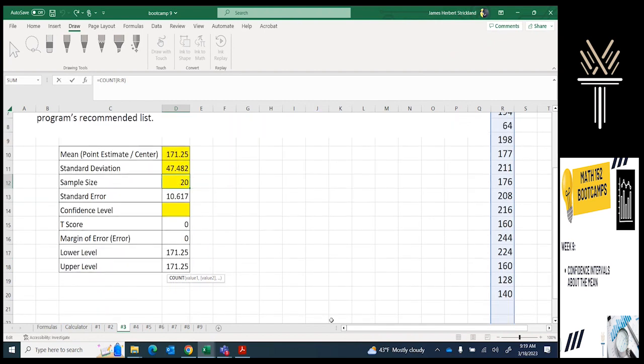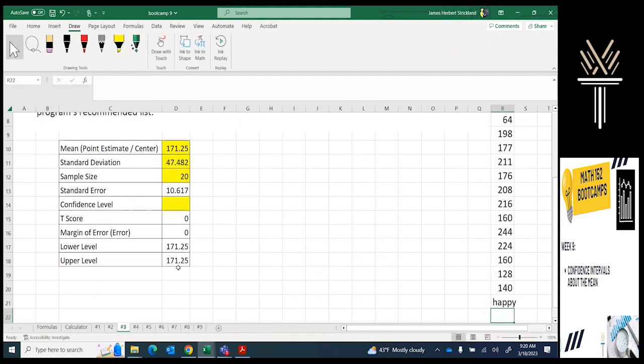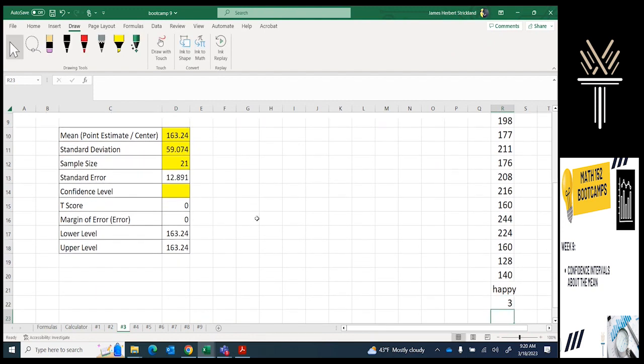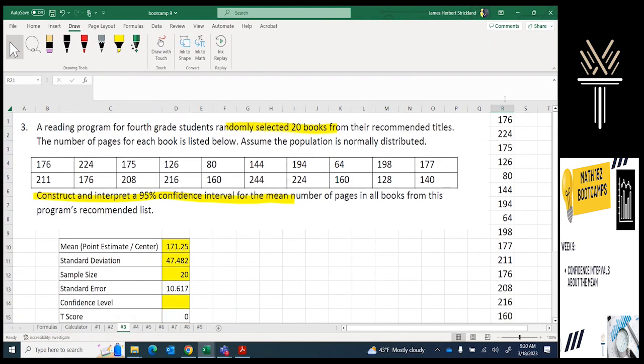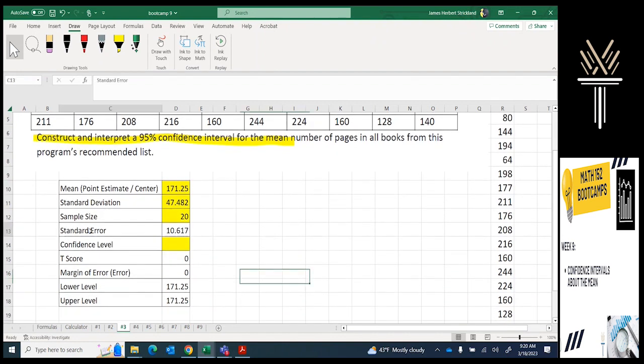And the cool thing about this is it only counts numbers. And so if I add words down here, like happy, it still says 20, right? But if I add an extra number, it now says 21. So it only counts numbers. That's the good news. So if it has a column title, like measurements or whatever, it won't count that. Okay. So now we have the standard error calculation already automatically done.